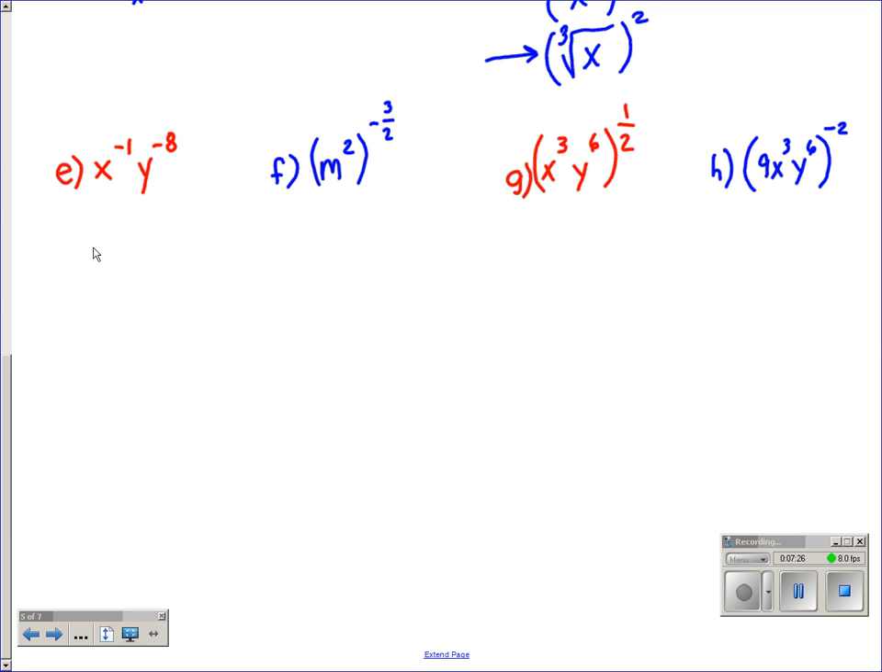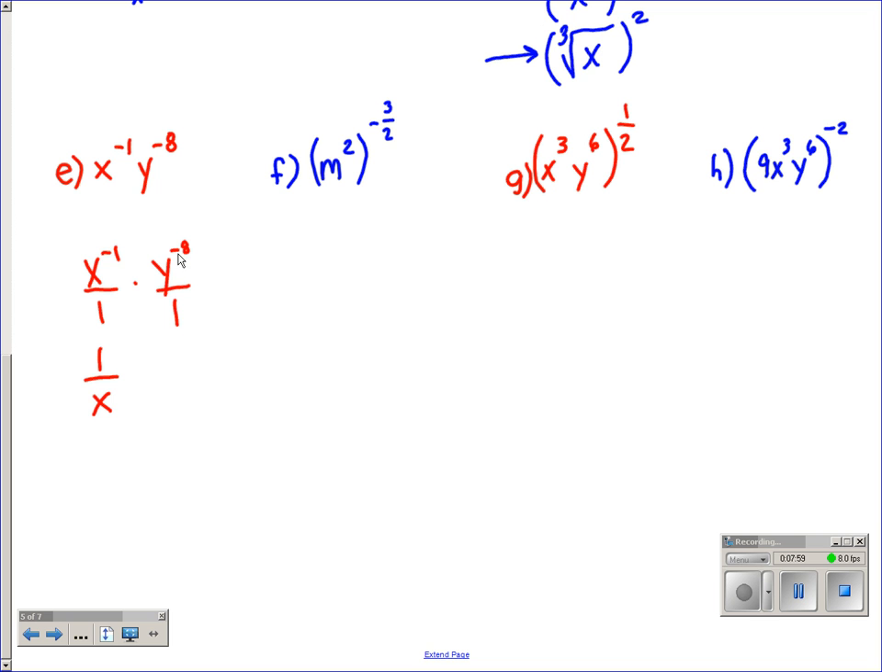x to the negative first power times y to the negative 8th. Well, x to the negative first power is like saying it's over 1, and y to the negative 8th is like saying it's over 1. If we want to get rid of our negative exponent here, remember that it's going to move our x across our fraction bar into our denominator.